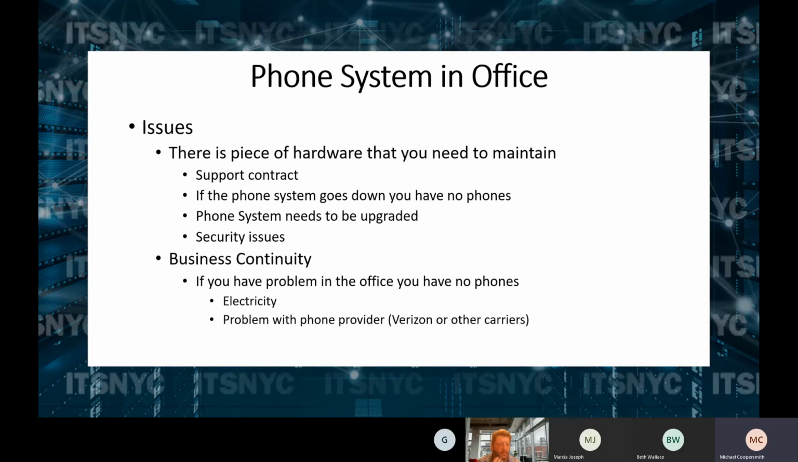So, for instance, if the phone system goes down, if you have a problem with electricity, your phone's down. You have a problem with your phone provider, you have what they call a PRI, you have Verizon, you have Windstream or other carriers, and their connection to your office goes down, you again do not have phones. You don't have multiple levels of redundancy there.